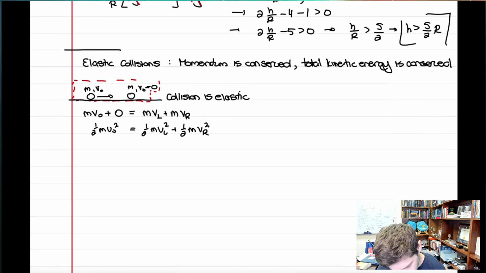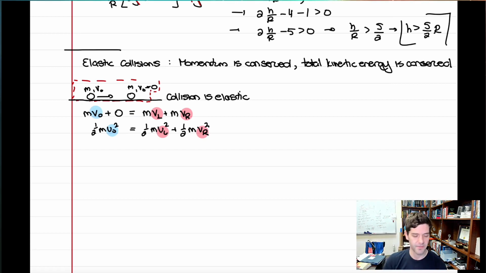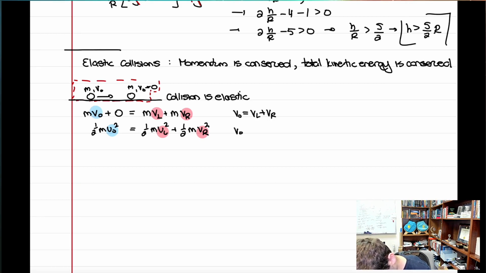I know v naught, I know m, but notice I could cancel all the m's, but I don't know these v's. And there are two variables I don't know, but that's okay because I have two equations with two unknowns. So I can algebraically solve for VL and VR. And it looks like once I cancel the m's, V naught equals VL plus VR, and V naught squared equals, so I multiply everything by 2, VL squared plus VR squared.